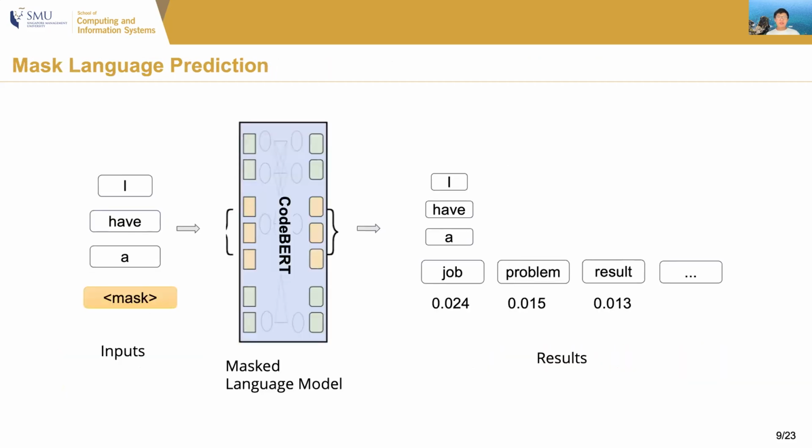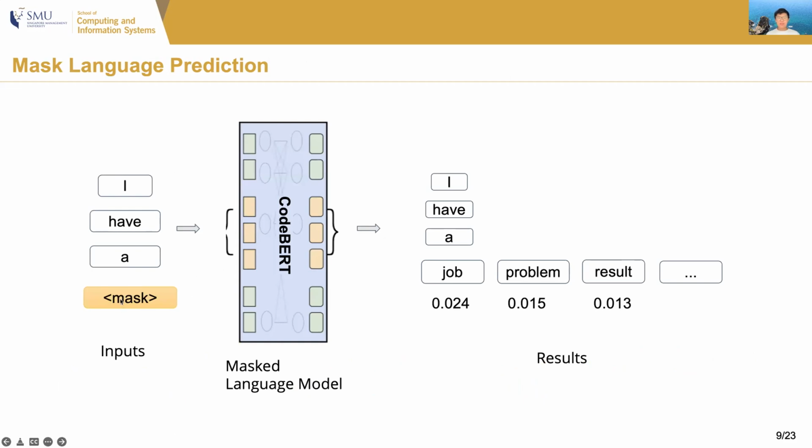But how can we generate natural perturbations? One promising way is to use modern pre-trained models. Existing large pre-trained language models have a basic pre-training task called masked language modeling. Given a text where some tokens are masked out, for example, the token after "I have a" is masked.